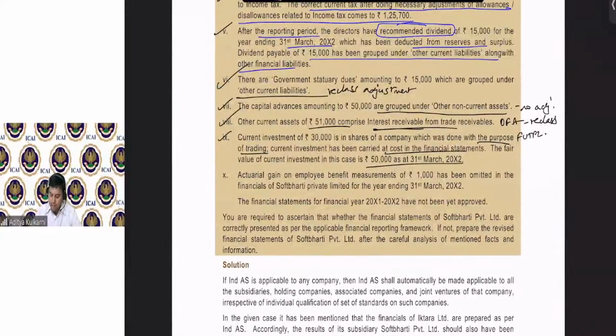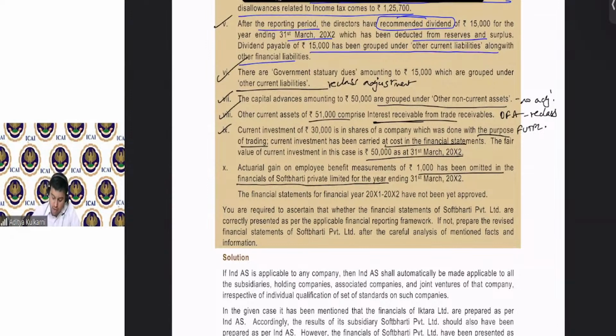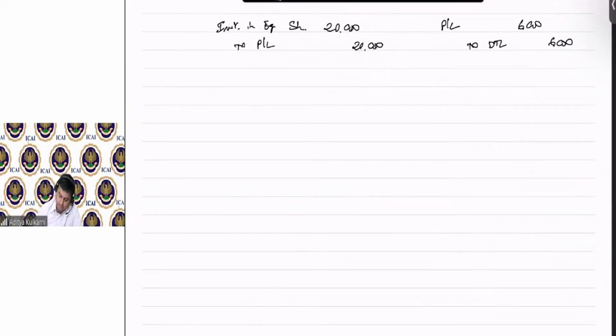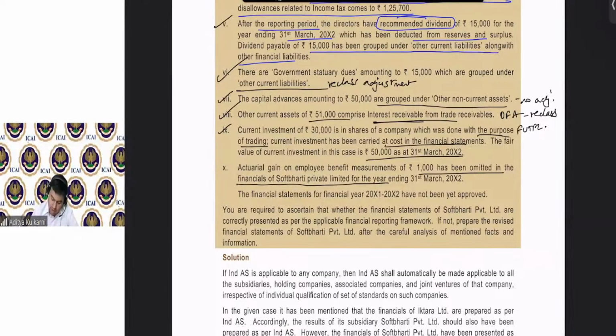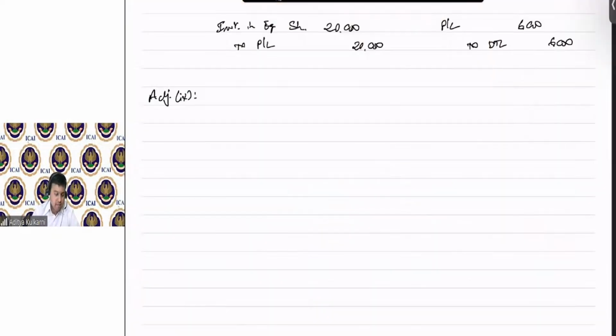Coming to adjustment 10. Actuarial gain on employee benefit measurements of 1,000 has been omitted in the financials of Soft Bharati Private Limited for the year ending 31st March 20X2. Perfect. So now adjustment 10 is what we have taught, most of it except for financial instruments. Okay. All right. Actuarial gain is happening, right? Actuarial gain or loss? Actuarial gain on employee benefit measurements. Okay. Tell me, actuarial gain. Where will I show this?